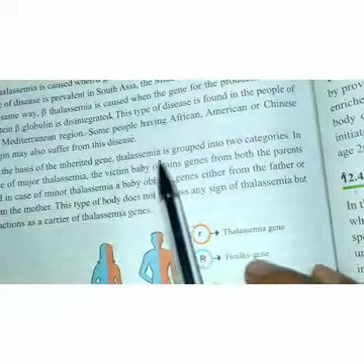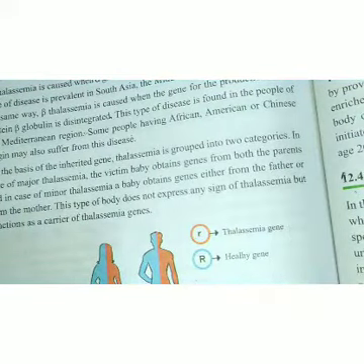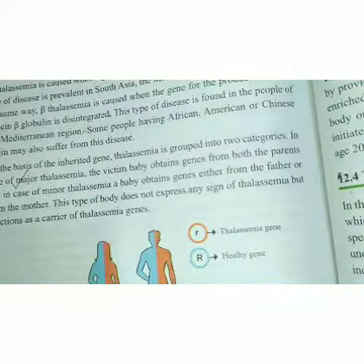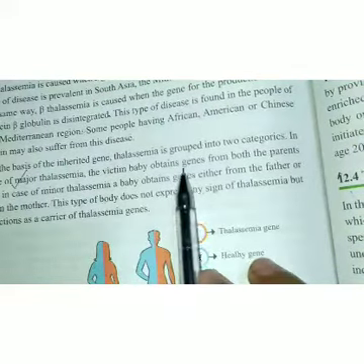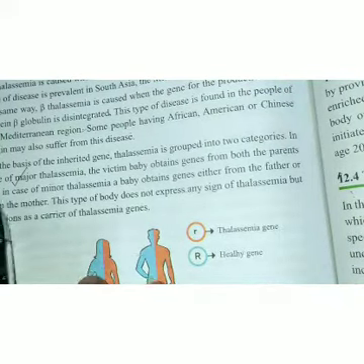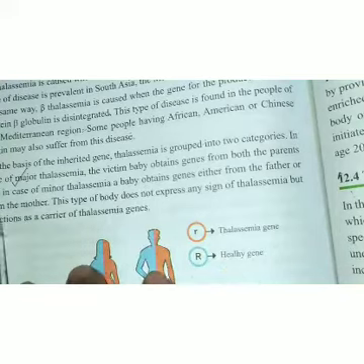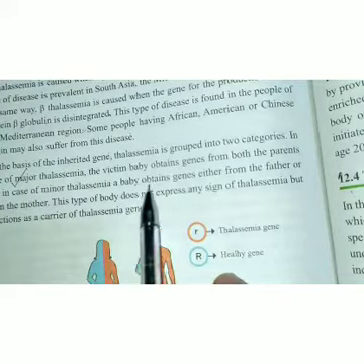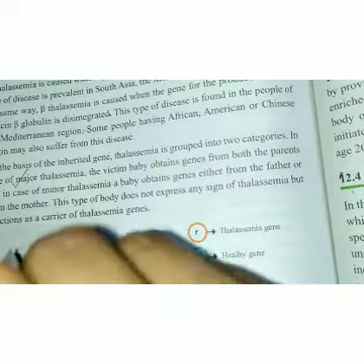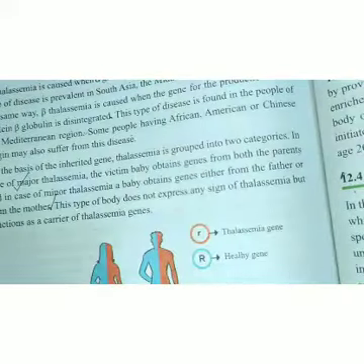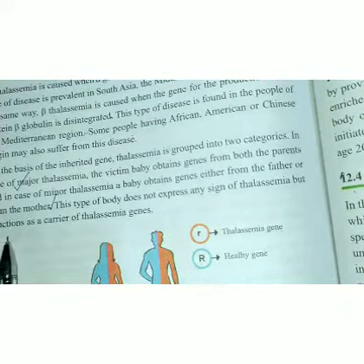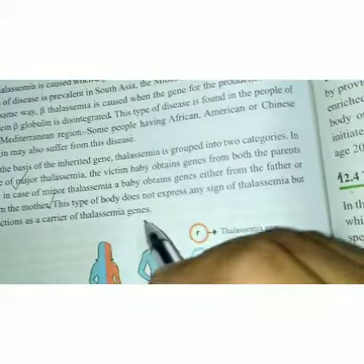On the basis of inherited genes, thalassemia is grouped into 2 categories, major thalassemia and minor thalassemia. In major thalassemia, the victim's babies inherit genes from both the parents. This is called major thalassemia. And in case of minor thalassemia, a baby obtains genes either from the father or from the mother. These babies do not express any sign of thalassemia but function as a carrier of the thalassemia gene.